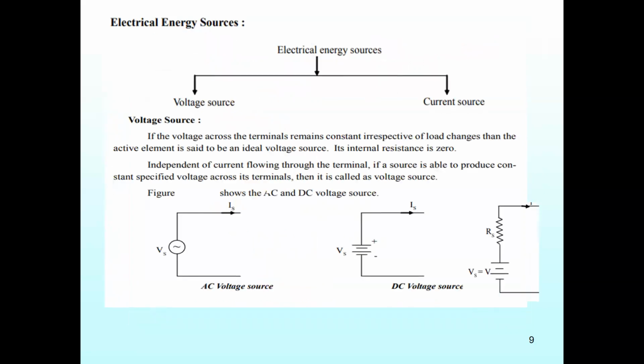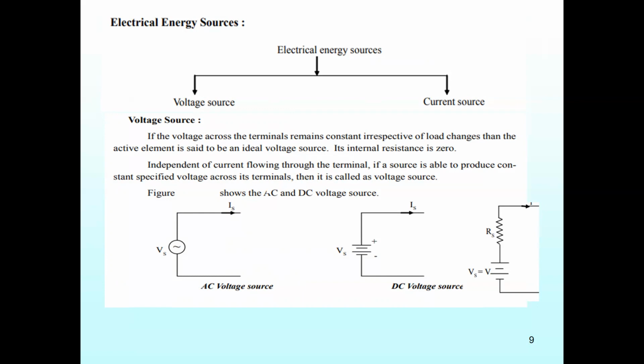The next one is the electrical energy sources. There are two electrical energy sources. One is the voltage source and the other one is the current source. So a voltage source is a two-terminal active element. The first and second diagrams show the AC voltage source and DC voltage source. These first two diagrams are the ideal ones, so the input voltage is equal to the output voltage. That is a lossless circuit.